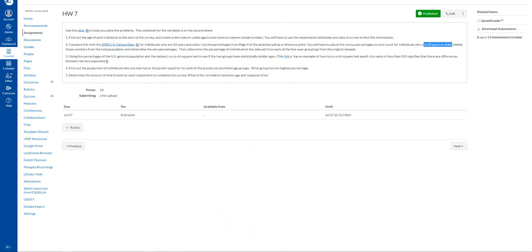Number 3, using the percentages of the US general population and the data set, run a chi-square test to see if the 2 groups have statistically similar ages. If you don't know how to run a chi-square test, there's a link. Anything under 0.05 is significant.